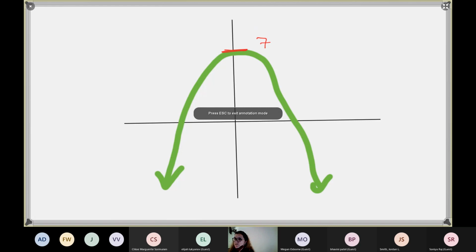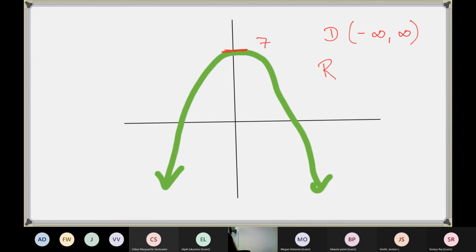So we're sharing screen. I hope everybody can see it. What is the domain? The domain of any parabola, doesn't matter if it opens up or down, is negative infinity to infinity. What is the range here? Negative infinity to 7, and 7 is a bracket because it's going through the point.